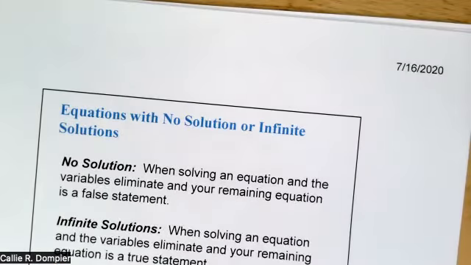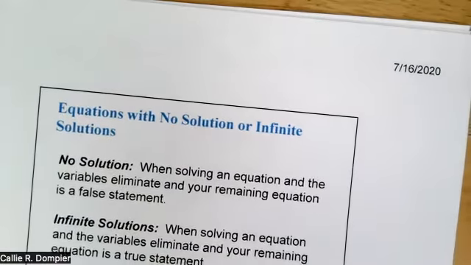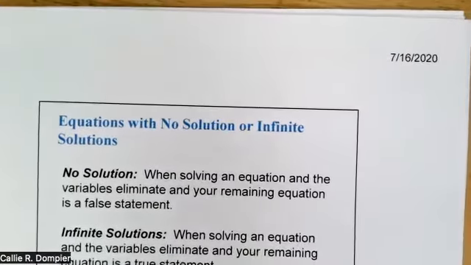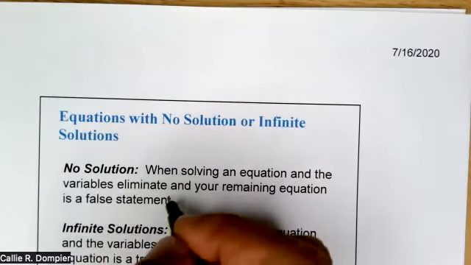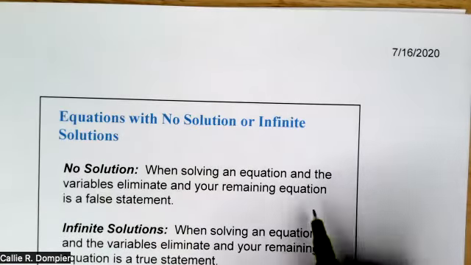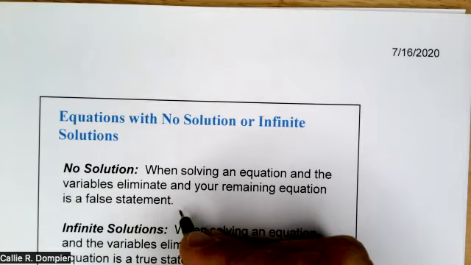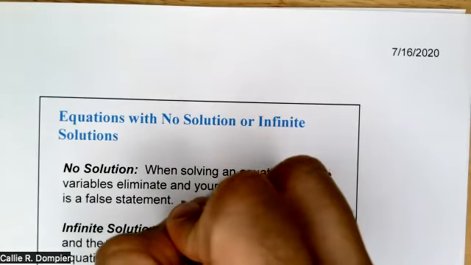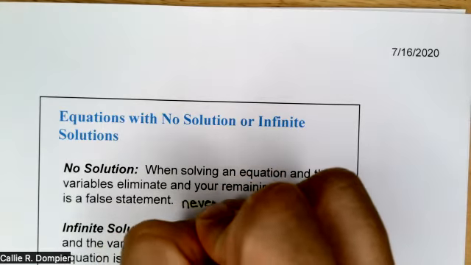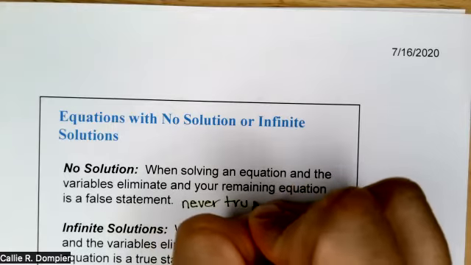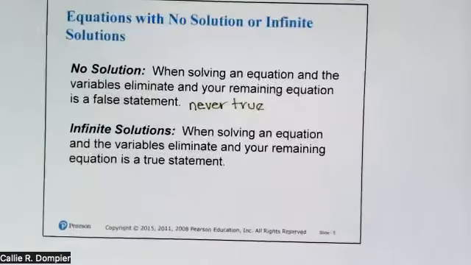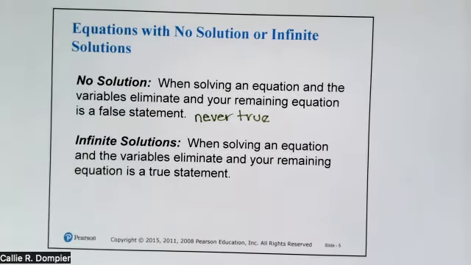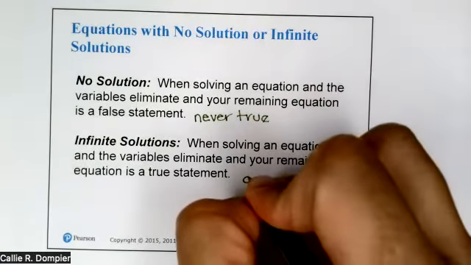All right, there is the possibility of encountering something that has no solution or infinite solutions. No solution, you solve an equation and the variables completely eliminate. So there are no x's, no y's, and the equation is false. It will never be true, right? No solution. This can never be true, no matter what number I put in for x, okay? Infinite solutions, the variables eliminate and your remaining equation is a true statement. So this would be always true.